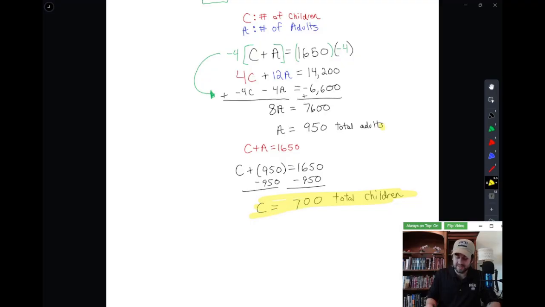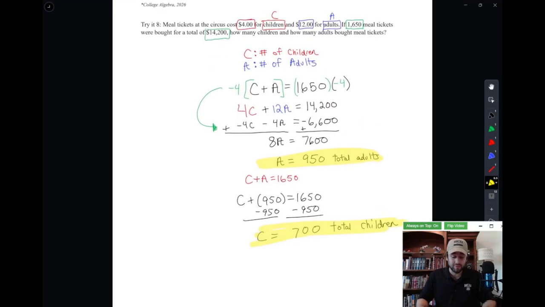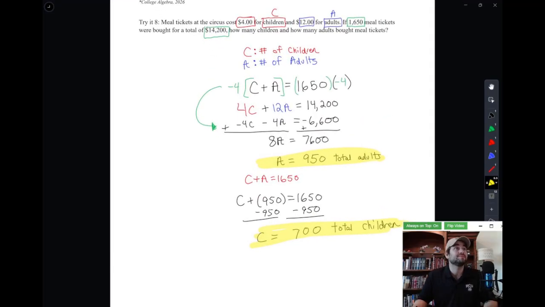And what we just did is, given a total amount spent and a price per ticket and a total number of people, we figured out how many of each type of person there was, children and adults, when they never told us in the first place how many there was. Pretty cool. Pretty cool practical application of systems of linear equations.